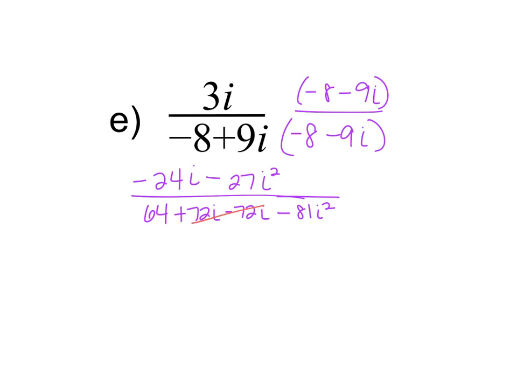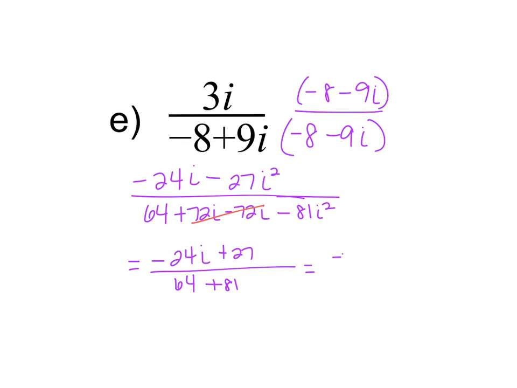Let's clean this up because we know they're going to cancel. That's what the whole point is. So this would give me on top negative 24i minus 27 times i squared would be plus 27. And then on bottom, I would have 64 plus 81.